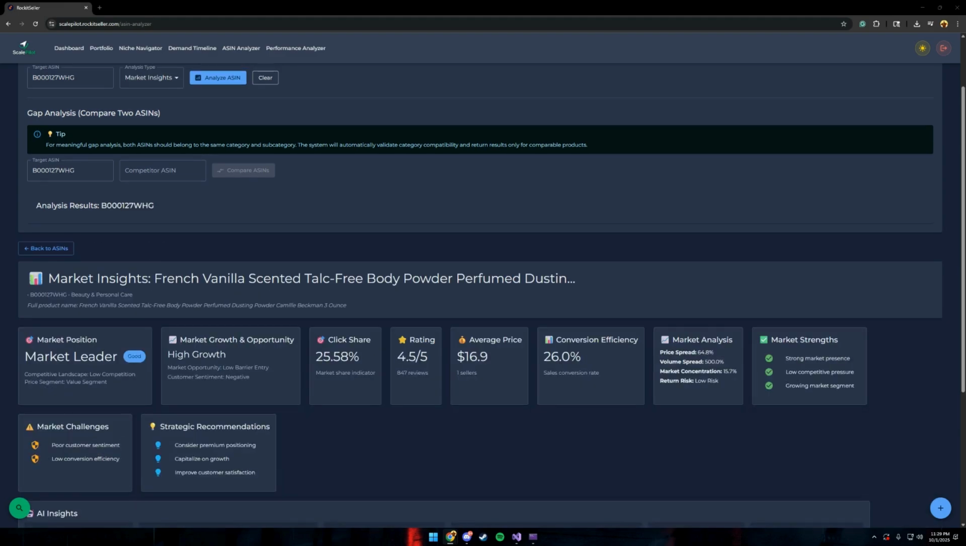Analyze your positioning through market insights. Is this product premium, mid-market, or value positioned? Look at the price spread in the category. If products range from $15 to $85, where does this one fit?